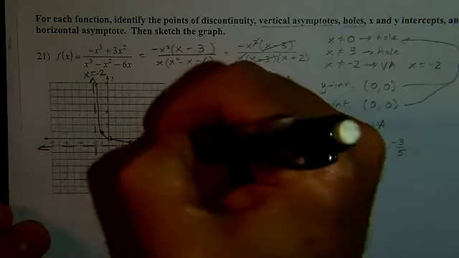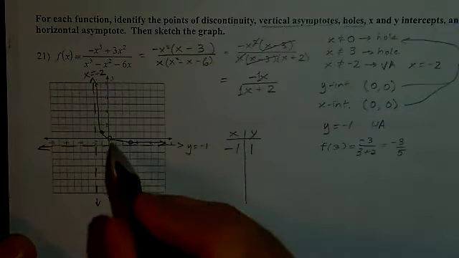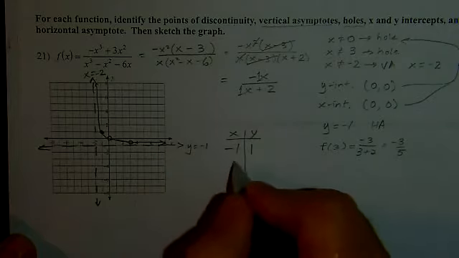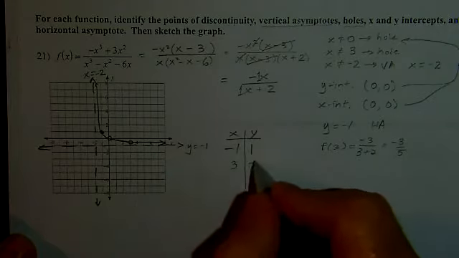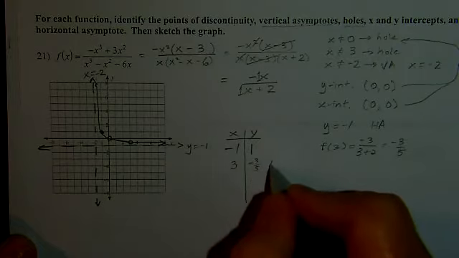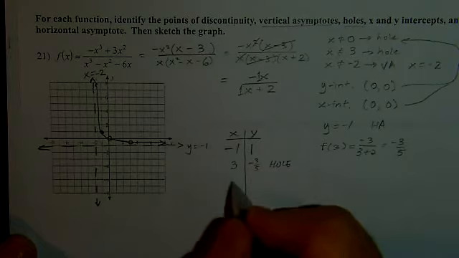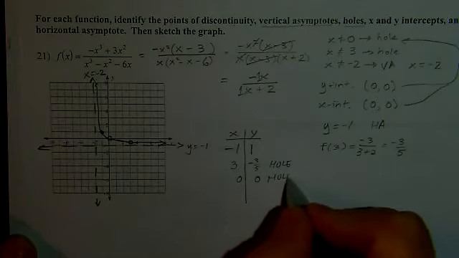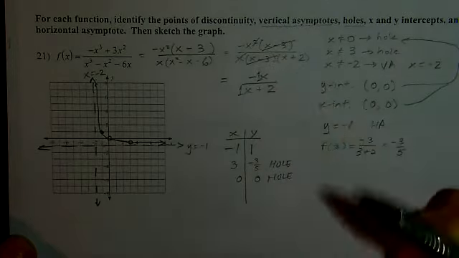So it's got this shape like this, but it's got a hole here at the origin and a hole over here at 3. You can put those in here. 3, and we got -3 over 5, but I'm going to write hole. And we got 0, 0, which is also a hole, because those factors factored out.